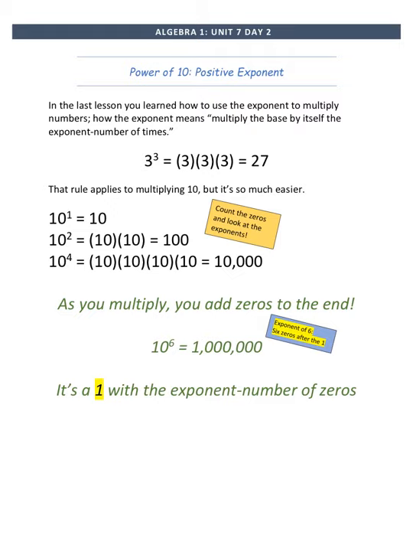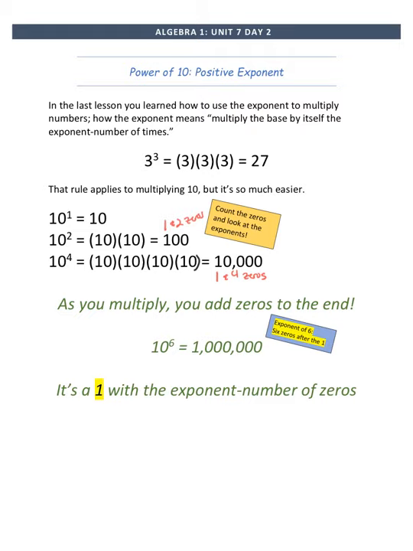Well, 10 squared, 10 to the 2nd power, is 10 times 10 is 100. That's a 1 and 2 zeros. 10 to the 4th is a, oops, and I see I forgot a parentheses. There we go. Is a 1 and 4 zeros. So as you multiply, you just add the zeros.